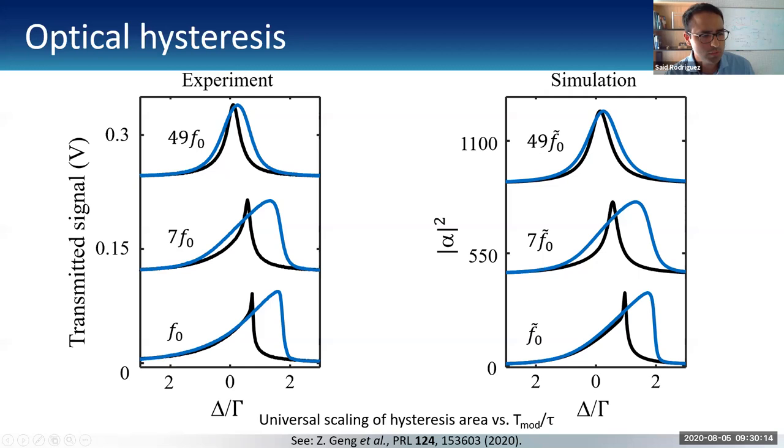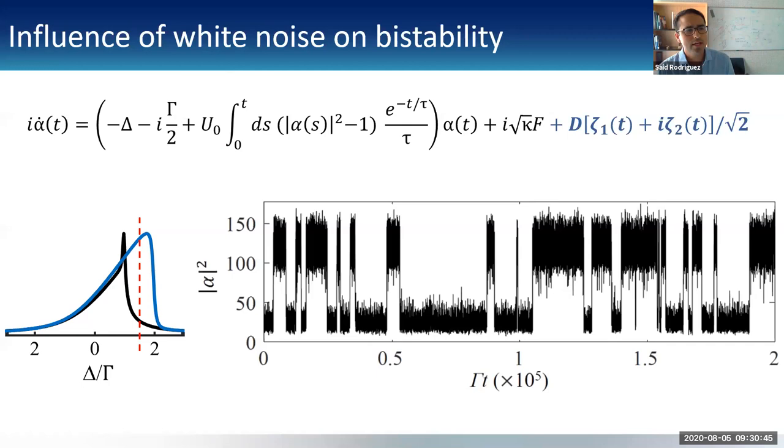But the important thing to remember for what's coming next on stochastic resonance is that the hysteresis area is entirely determined by the ratio of the modulation period to the thermal relaxation time, right? So when this is very large, you see something like this. And when this is very small, meaning a fast scan, you start to go to something like this. Okay, so now we're going to add noise to the system. This is the equation of motion that I showed you a moment ago.